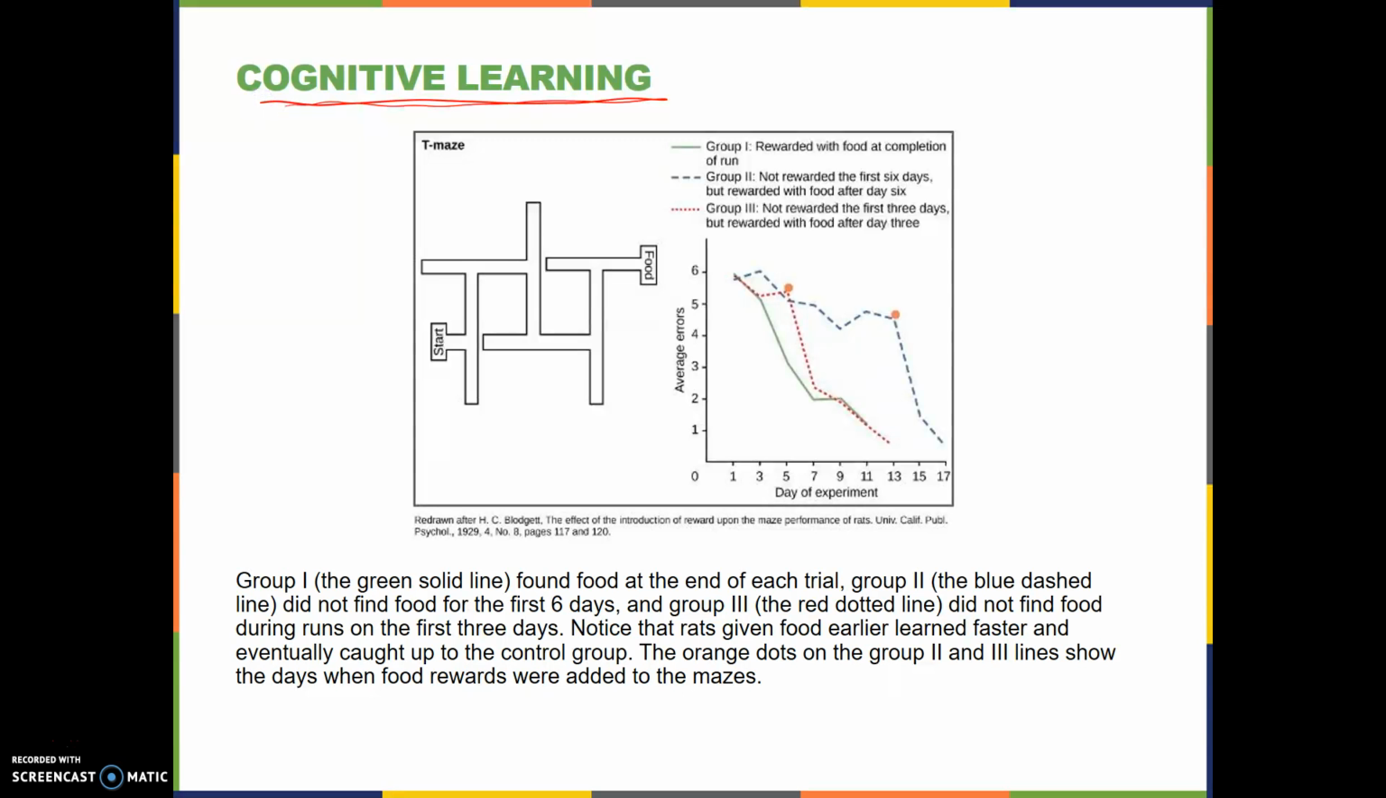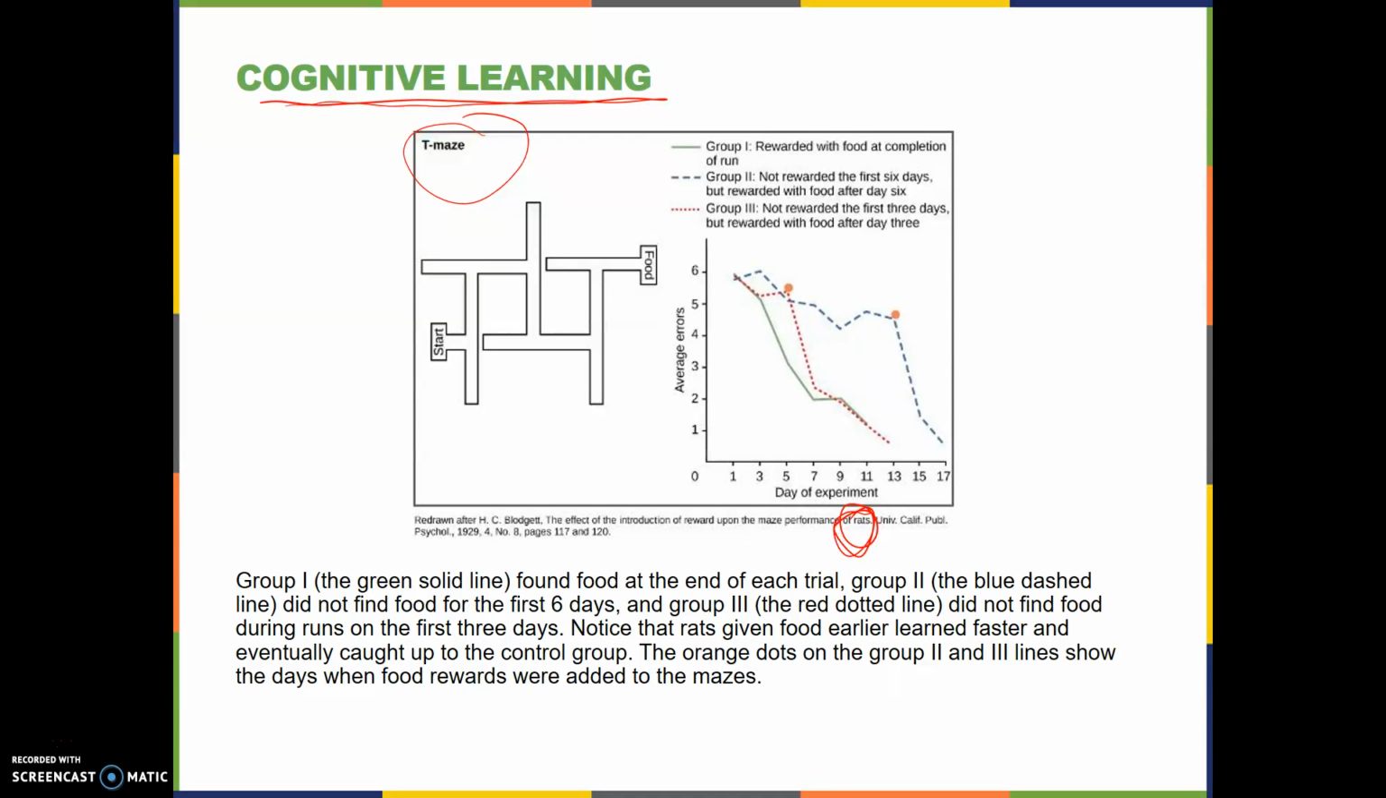All right, so group one is rewarded with food at the completion of their run through this maze. This is a T maze. I am trying to see on here, rats. Okay, I'm sorry, I didn't know what organisms were running through the maze. So rats are running through the maze. Group one is rewarded with food at the completion of the run. Group two is not rewarded the first 6 days, but rewarded with food after day 6.